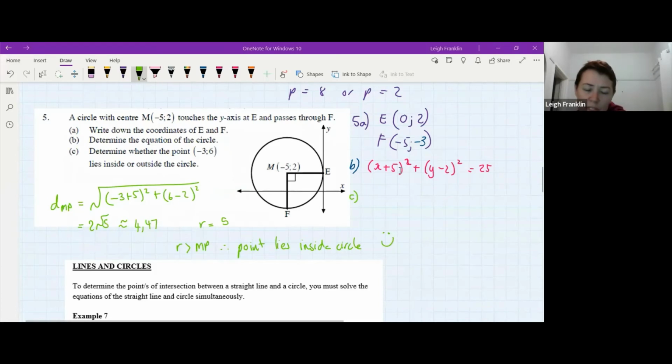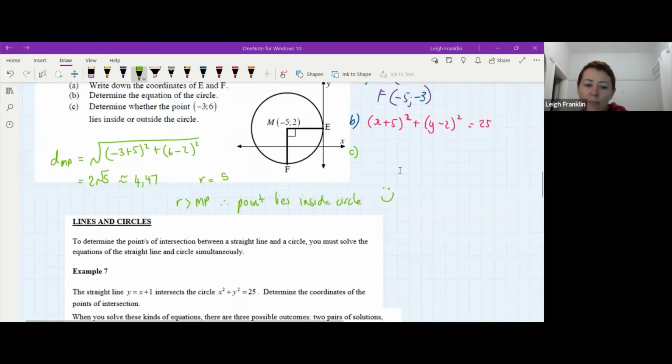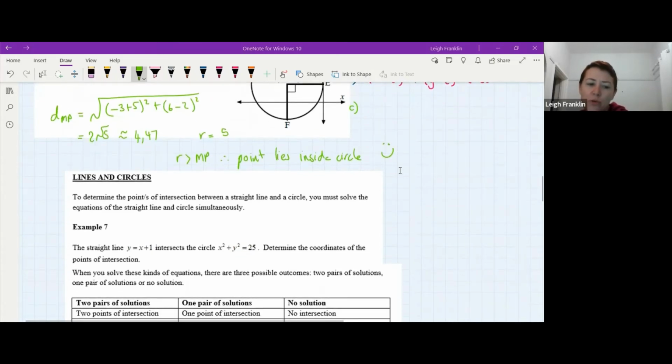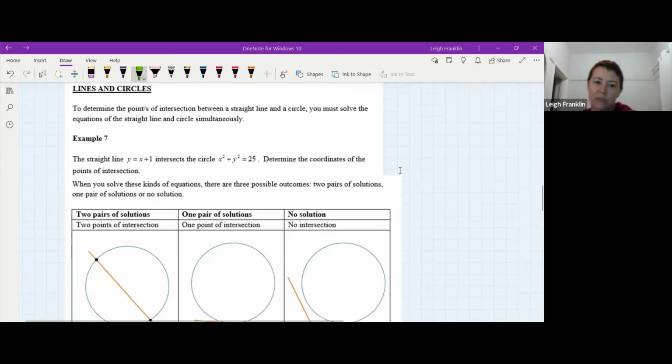All right, so we've considered the first object, which is a point, together with a circle. Now what we're going to do is we're going to talk about lines and circles. All right, so when it comes to a line and a circle, there are basically three possible outcomes.